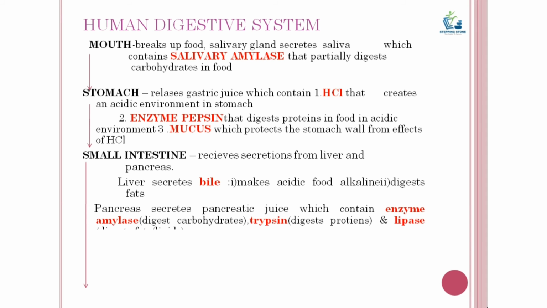Now, the pancreas is a large gland which lies parallel to and beneath the stomach. It secretes pancreatic juice, which contains digestive enzymes like pancreatic amylase, trypsin and lipase. The enzyme amylase breaks down the carbohydrates, the enzyme trypsin digests the proteins, and the enzyme lipase breaks down the fats or lipids in the food present.